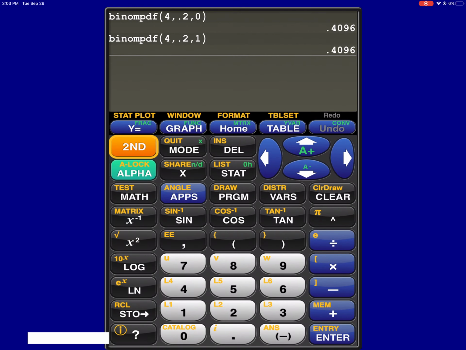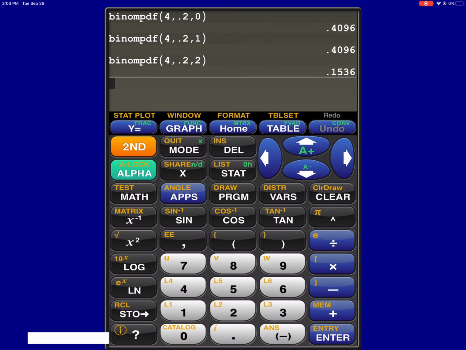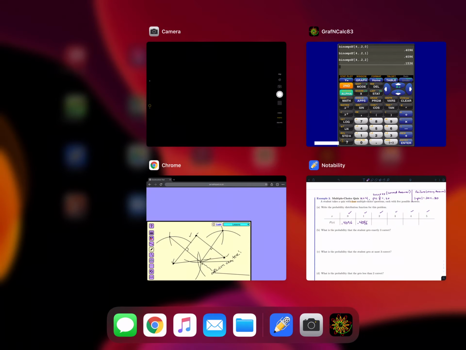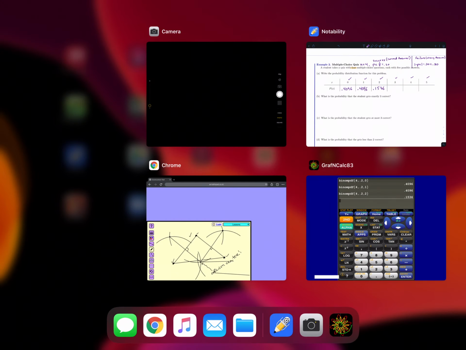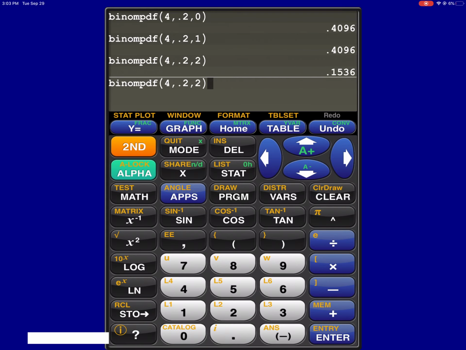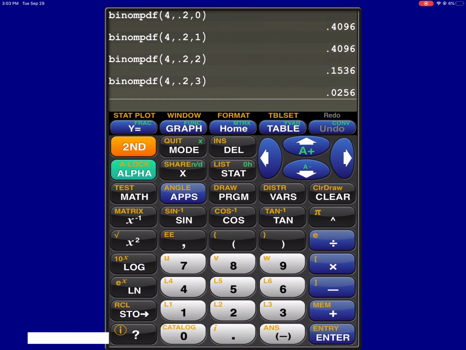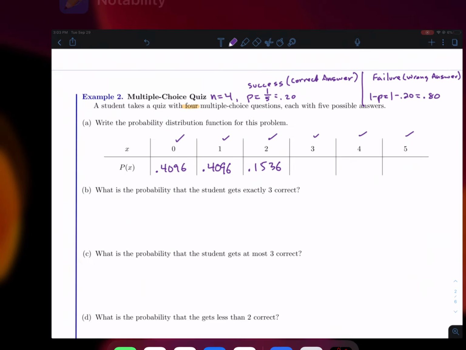So let's do this again. Change it to 2. And so now it's decreased. So now we've only got a 15% chance of getting exactly 2 correct. So 0.1536. So let me switch back to here, and then do it again for 3. So 0.0256. So it's getting worse and worse to try to get a better score. We've got a better chance of failing this than of passing. So 0.0256.